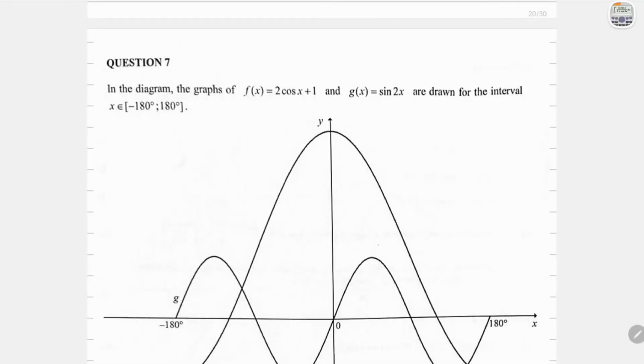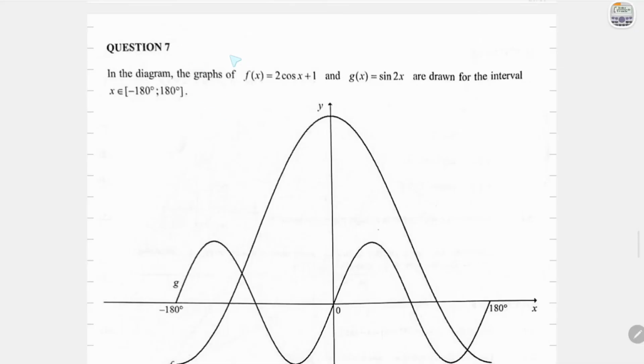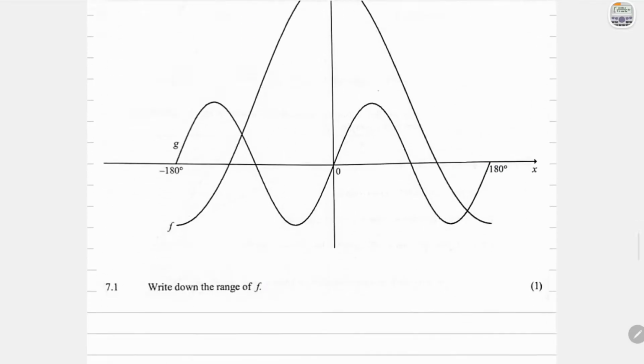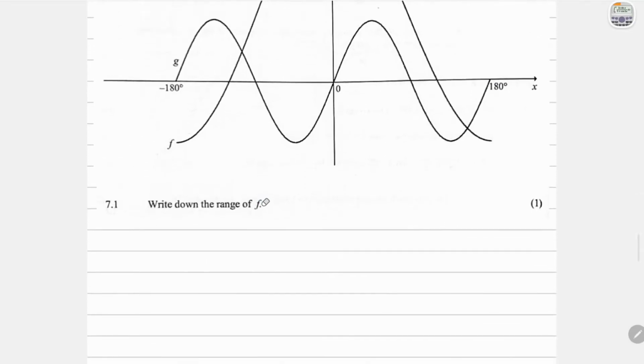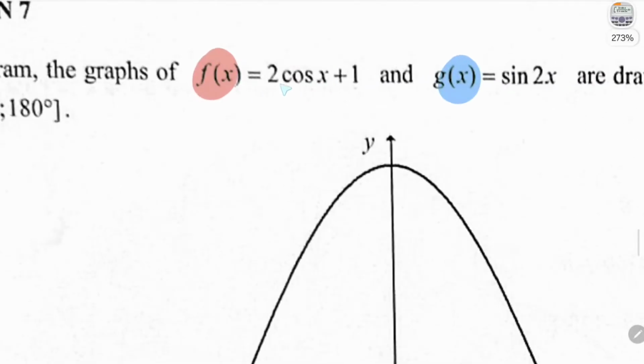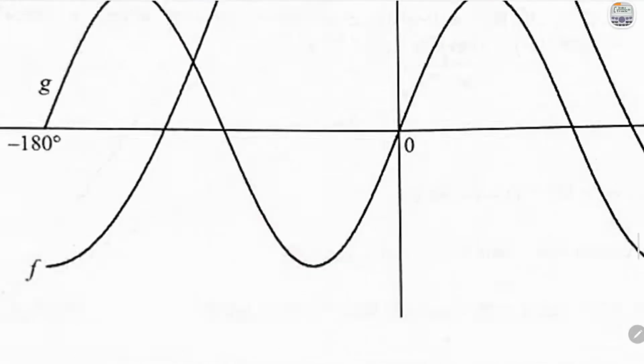Okay, question 7 says, in the diagram, the graphs of f of x is equal to 2 cos of x plus 1, so that's f, and then the next graph we have is g, sine 2x, are drawn for the interval where x is an element of negative 180 all the way to 180 degrees. The first question is to write down the range of f. Do you see what f looks like?